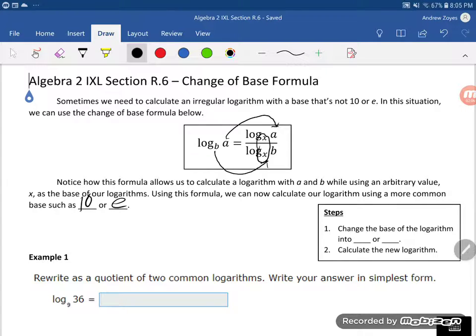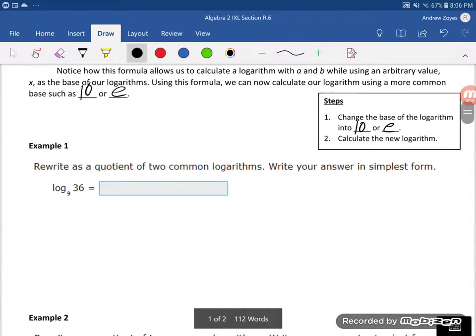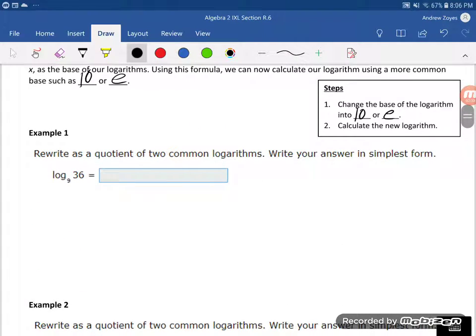Okay, so our steps, how we can use this, is we can do the change of base logarithm, or we can change the base of the logarithm into blank or blank. Remember, we're typically going to change it into 10 or e because we're trying to use the logarithms that are on our calculator. And then step 2, calculate the new logarithm. So this will be pretty calculator intensive. Make sure you have your calculator out, and I will show you what I'm typing into the calculator as we do this. First, though, we start off by just writing the change of base.